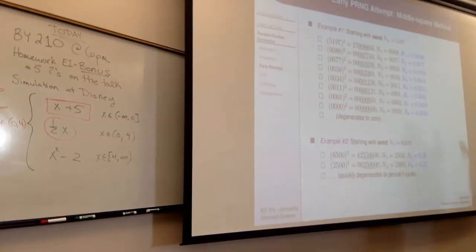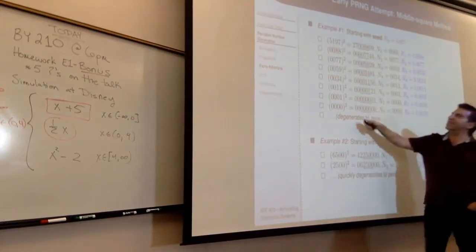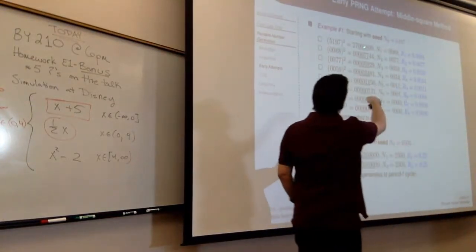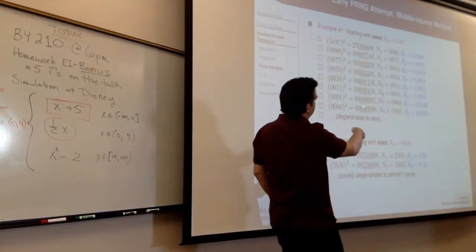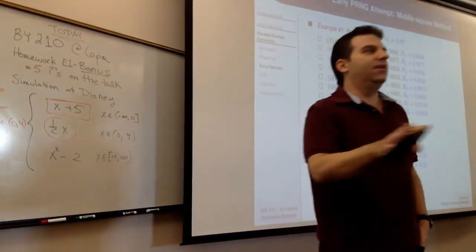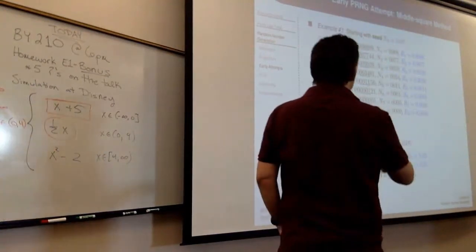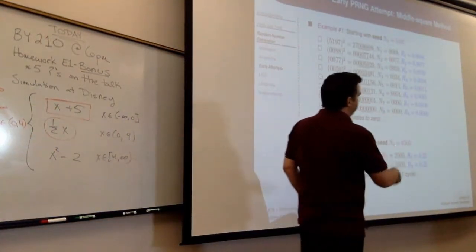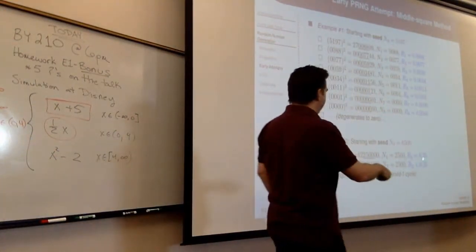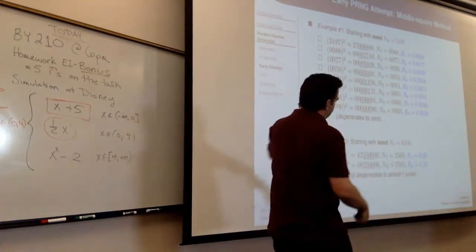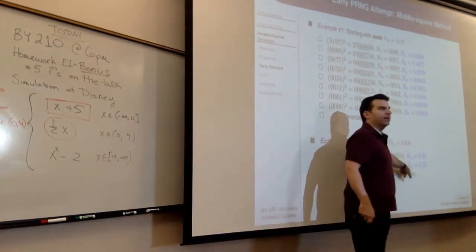But the downside is, for many seeds, it'll degenerate to 0. You can see down here that these numbers get smaller and smaller, the squares get smaller and smaller, and eventually the middle digits just go all 0. So that's not good. And down here, if you start with a different seed, it might not degenerate to 0, but you very easily can get the same number over and over and over again.